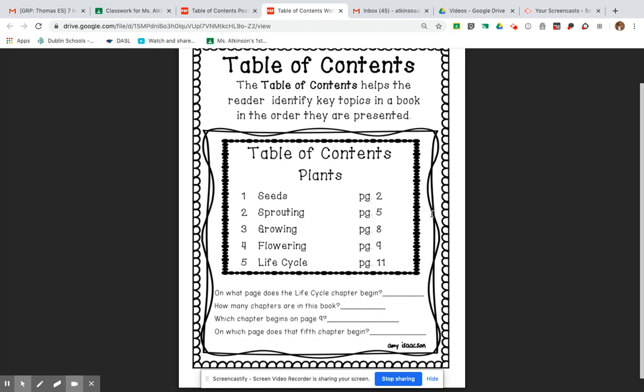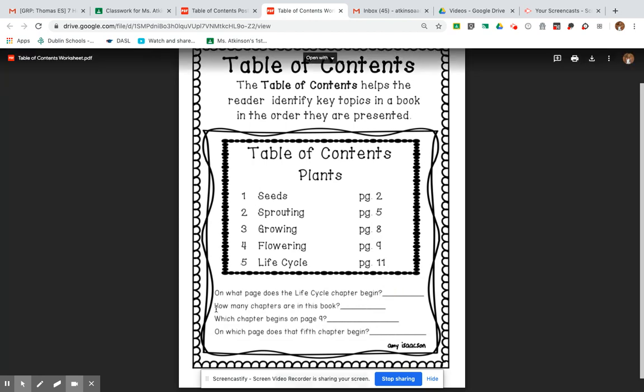So we're going to read these questions down here at the bottom, and then we are going to see what page would help us find out the answer to these questions and would have the best information for us to look at. So this first one is, on what page does the life cycle chapter begin? Do you see anywhere in our table of contents where it says the life cycle? Miss Atkinson does. Right here. And it tells us that we can find out that information on page 11. So down here, Miss Atkinson would write page 11.